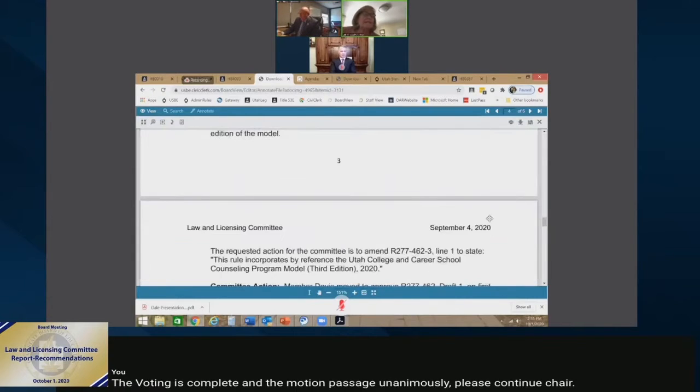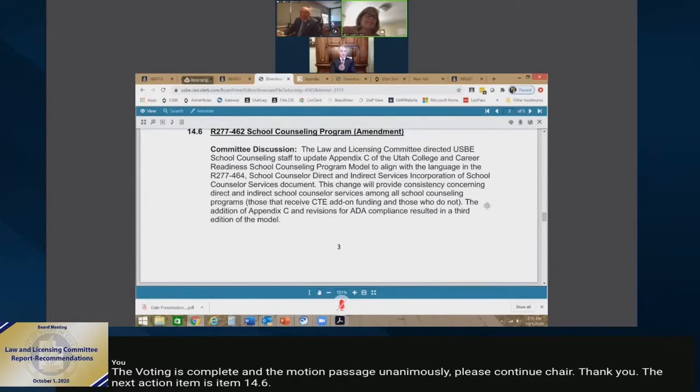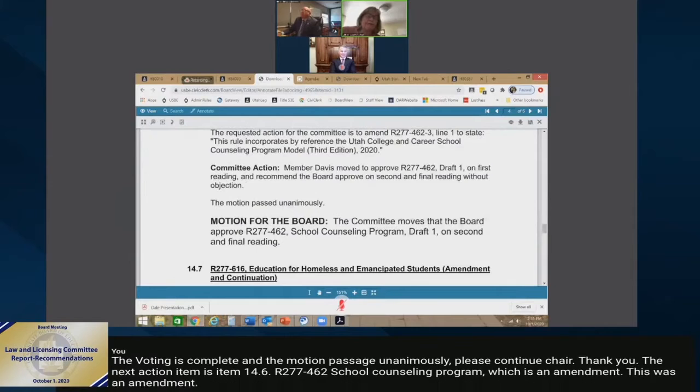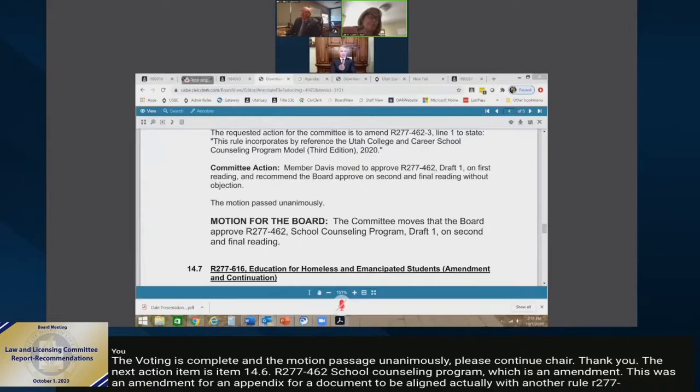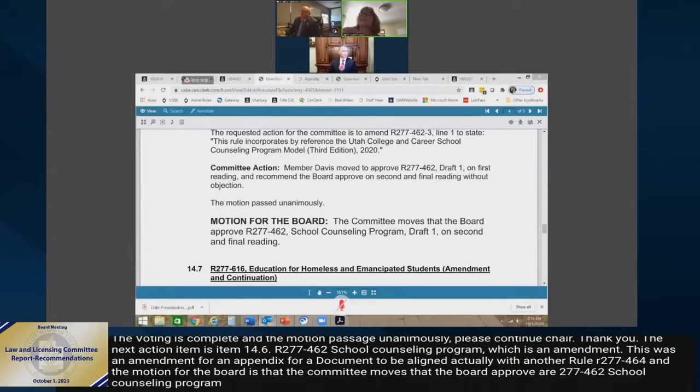Thank you. The next action item is item 14.6, R277-462, School Counseling Program, which is an amendment. This was an amendment for an appendix for a document to be aligned actually with another rule, R277-464. And the motion for the board is that the committee moves that the board approve R277-462 School Counseling Program Draft 1 on second and final reading.